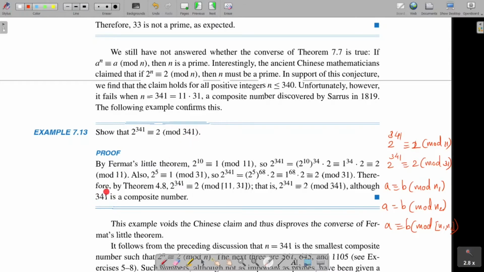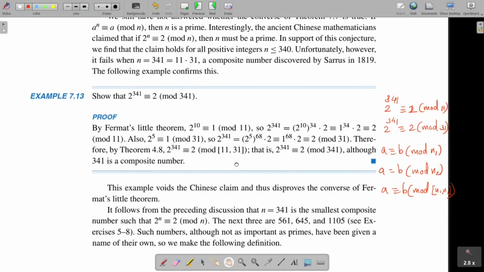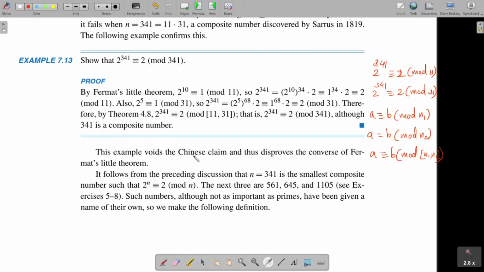But 341 is not a prime, it is a composite number. So even though it is a composite number, this result holds if n equal to 341. Actually 341 is the smallest integer that satisfies this result. So 341 is the smallest composite number such that 2ⁿ is congruent to 2 mod n. For any integer below 341, if 2ⁿ is congruent to 2 mod n, then that n is a prime number. But 341 is the smallest composite number satisfying this relation.